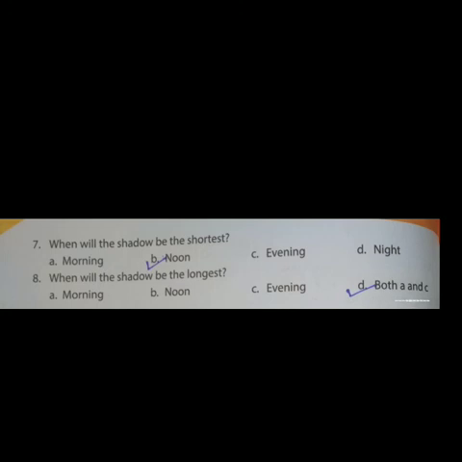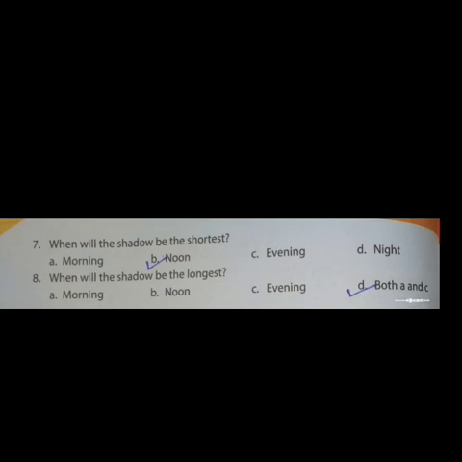Eighth one, when will the shadow be the longest? The options are A, morning, B, noon, C, evening, D, both A and C. The answer is D, both A and C.